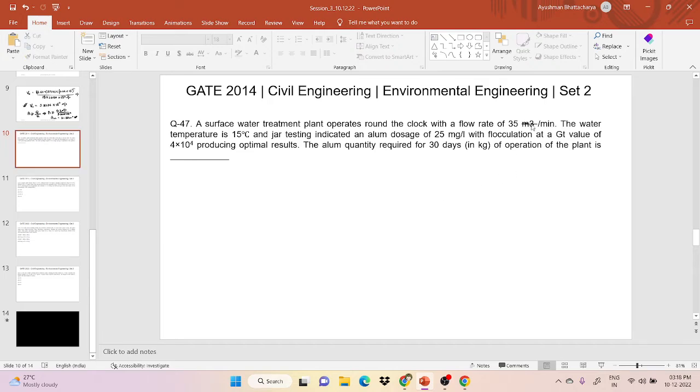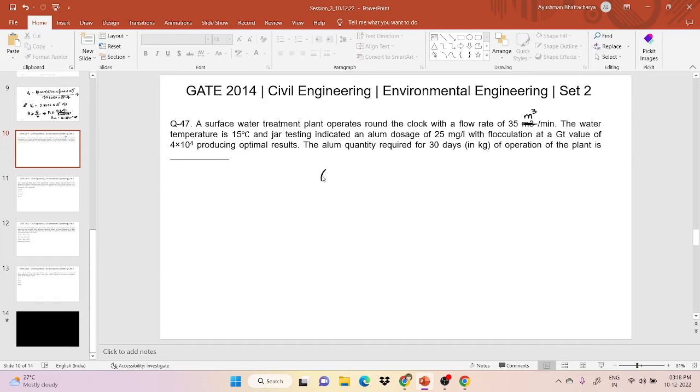So it will be basically meter cube per minute. The water temperature is 15 degrees Celsius and a jar testing indicated an alum dosage of 25 milligram per liter with a flocculation at GT value of 4 into 10 to the power 4, producing optimum results. The alum quantity required for 30 days of operation of the plant is, okay.